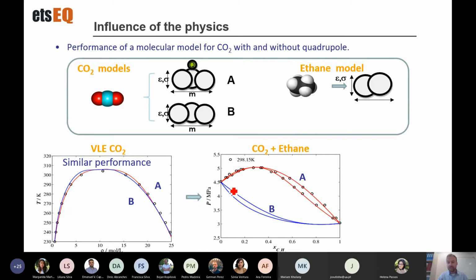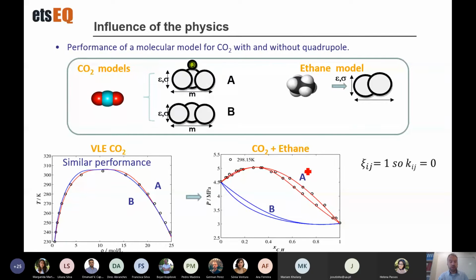We can see that here the prediction of the SAFT equation with the model with quadrupole is basically almost perfect, while the prediction of the model without quadrupole is very bad, okay? Can we correct that? Yes, of course we can correct that, modifying the binary parameter, okay? Then these calculations are done with chi equal to 1, so Kij equal to 0.